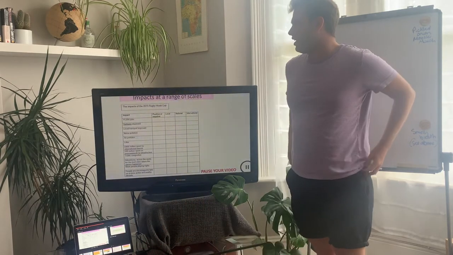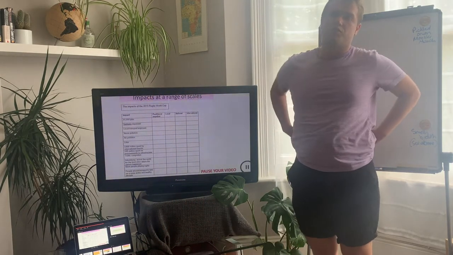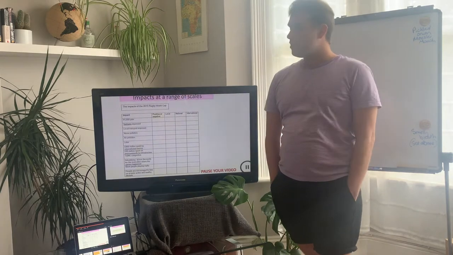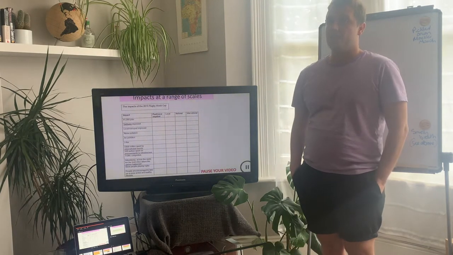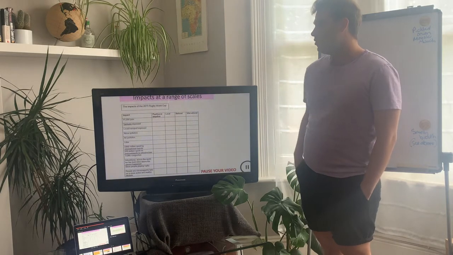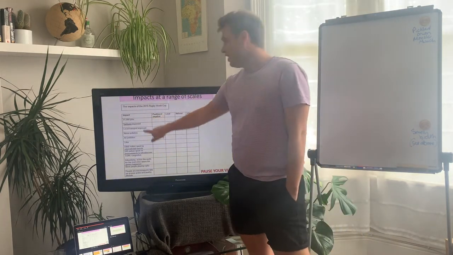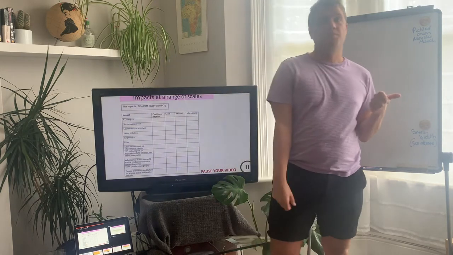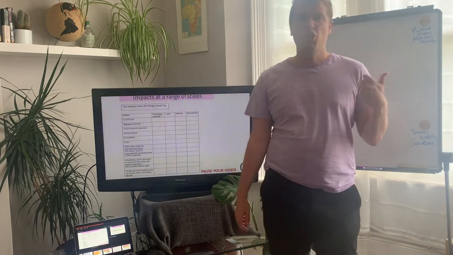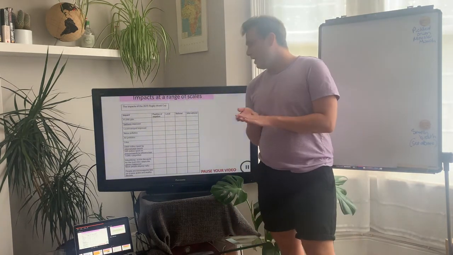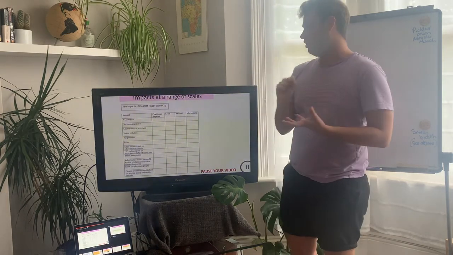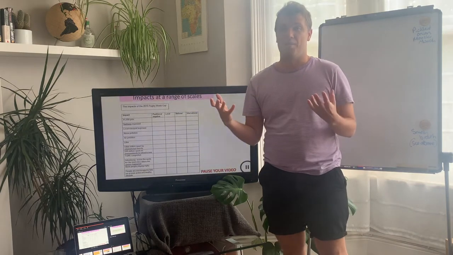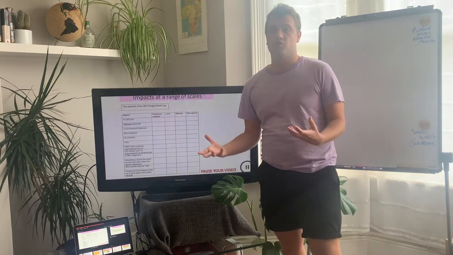So what I want you to have a think about next, and this is a sheet that you've got, is a range of different impacts of the Rugby World Cup and what scale they are. So what I would like you to do is go through each of these impacts on this sheet and first of all decide whether it's a positive or a negative impact. So is it good or bad? And then decide, is it an impact on the local area? Is it an impact on a national scale? Or is it an international impact? Is it going to impact multiple countries?